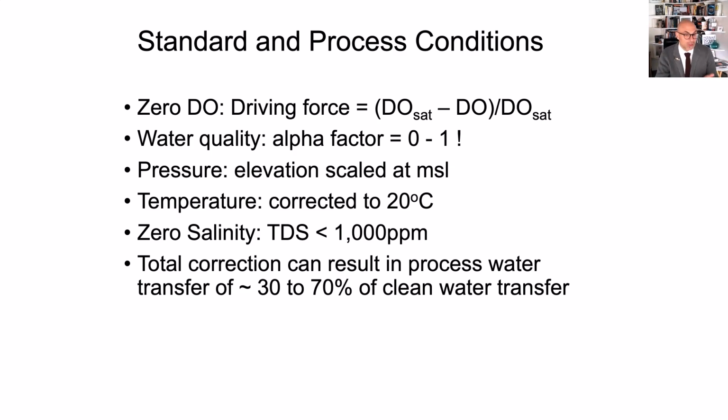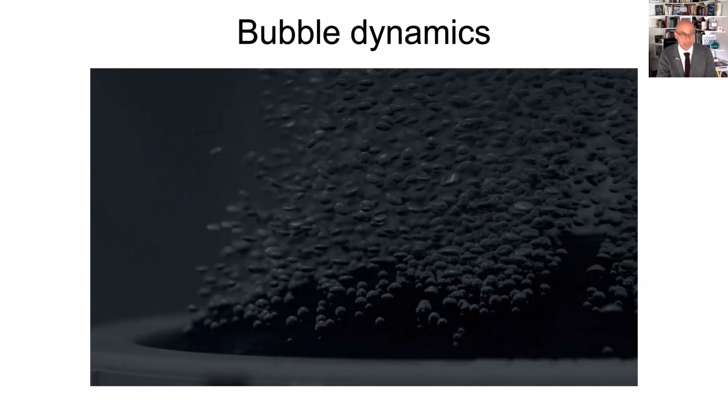We can never do a test like this with effluent water, because effluent water has some residual organics in it. We never clean it to 100%. It's impossible, okay? So the correction to standard condition, but in processed water, always results in a value lower than clean water. So if clean water is 100% of our performance, processed water will be 30 to 70% of that value, and varies highly within the day and along the process.